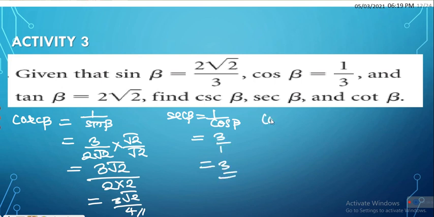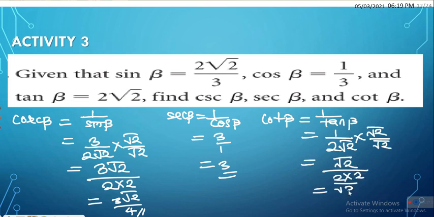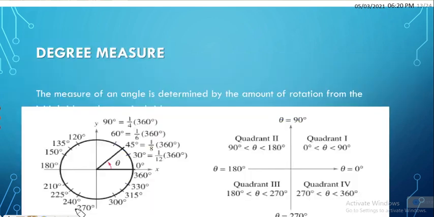And lastly cot beta, which is 1/tan beta, that will be 1/2√2, and of course we have to rationalize, which is √2/2 times 2, which is √2/4. That's the final answer, guys. I believe you got it correctly.